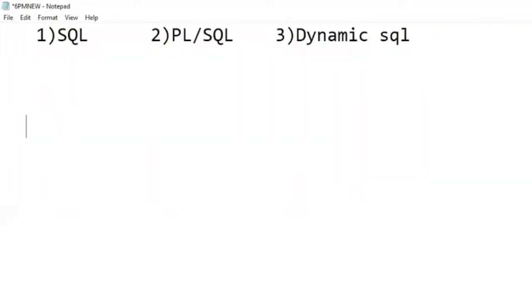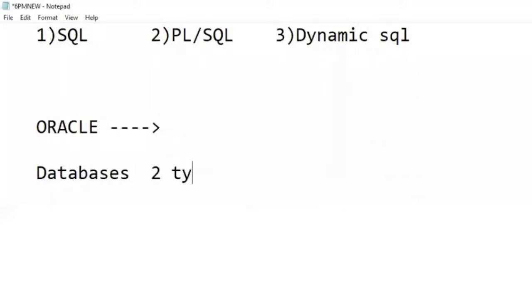Actually, these relational databases are there: Oracle, SQL Server, DB2. These are relational databases. But these databases have two types of structures. You must be familiar with this before we start our courses. Observe it here, two types of structures are there. Don't write it, just observe.